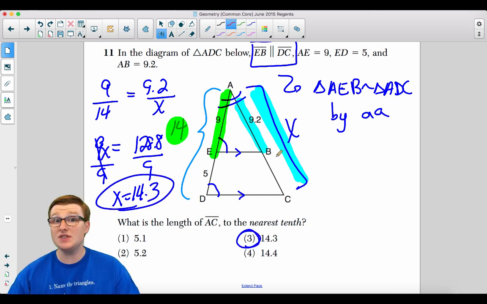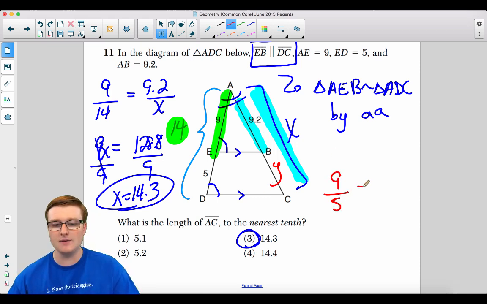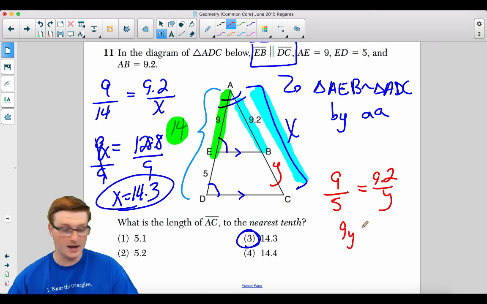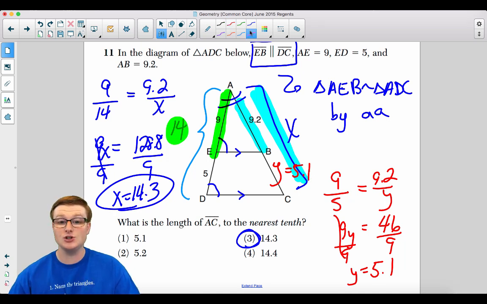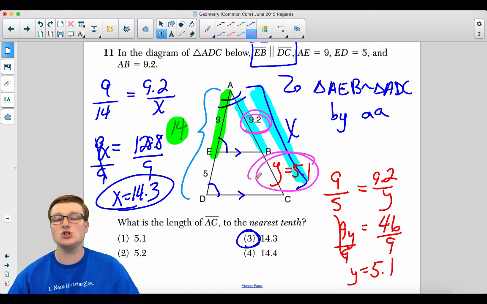But if you like to do it this way, where you call BC y, you could set this in proportion by doing 9 over 5 is equal to 9.2 over y. Then we get 9y is equal to 46. Then we divide by 9 on both sides, and then we get y is equal to 5.1. But the only problem is, ladies and gentlemen, that you have to remember to add the 9.2 and the 5.1 to get your answer of 14.3. So that's how you do question number 11.